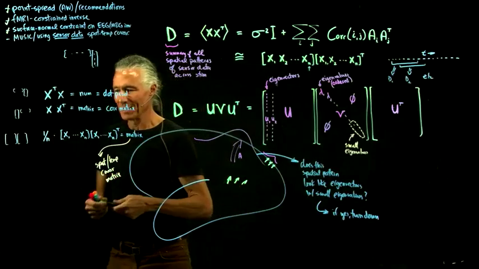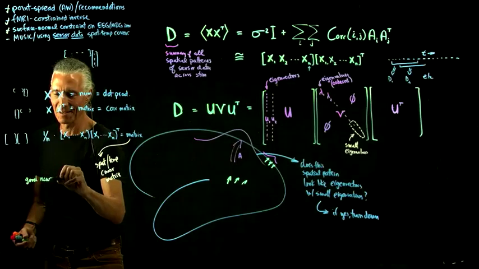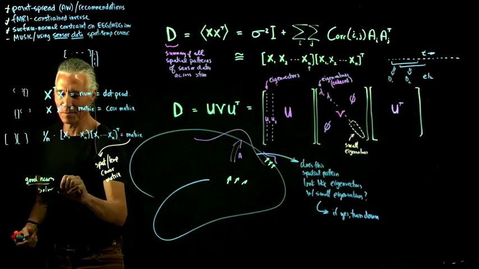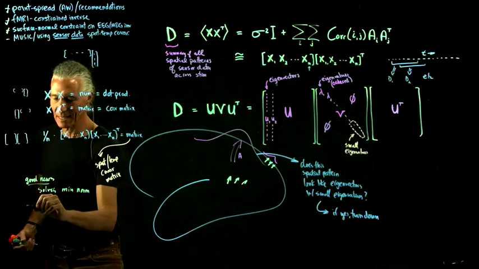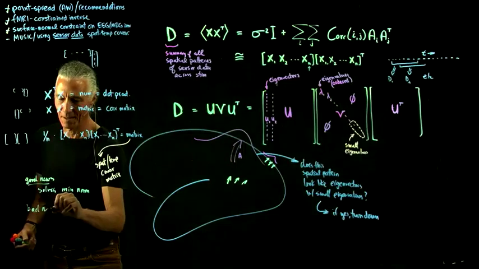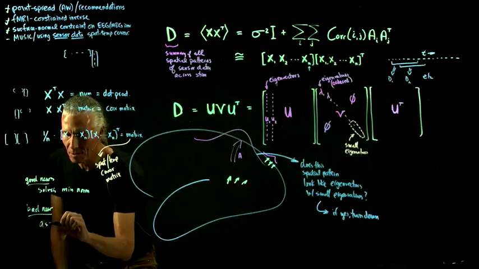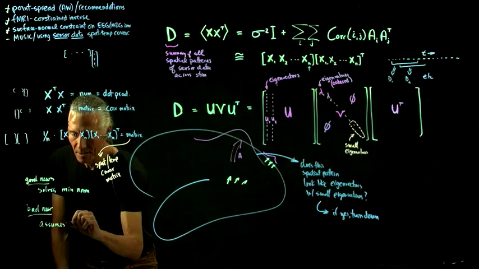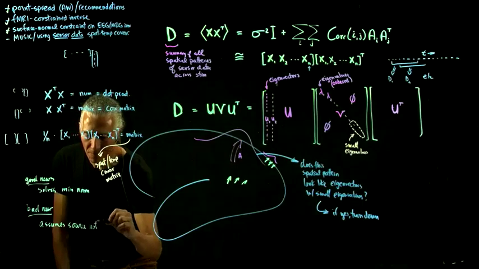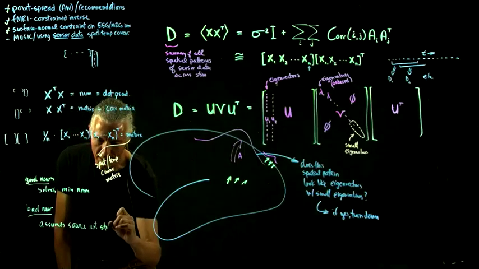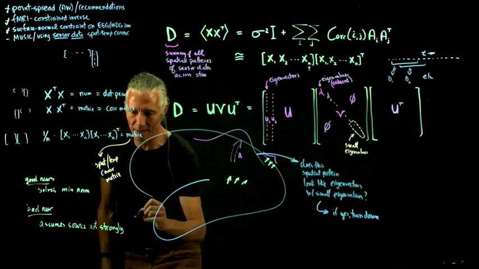The good news is it solves the minimum norm problem. But the bad news is it makes the assumption that dipoles are not perfectly correlated. It assumes sources are not strongly correlated. Strongly correlated means like over 0.9, really strongly correlated.